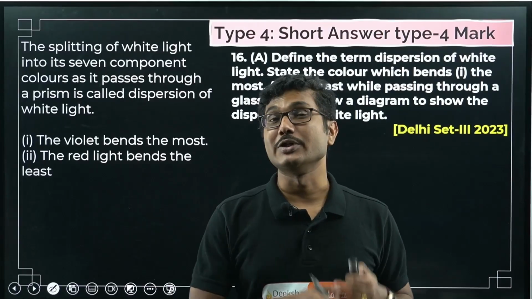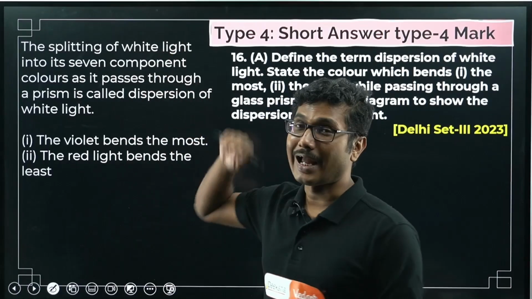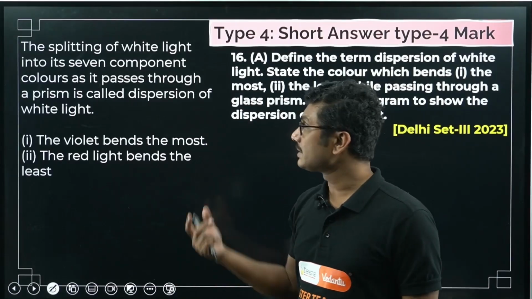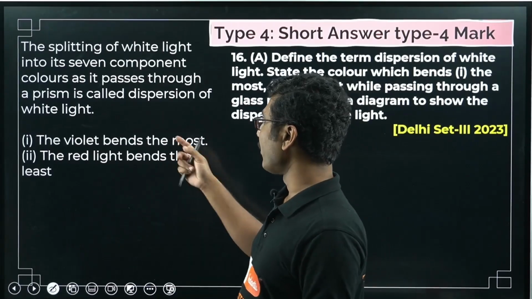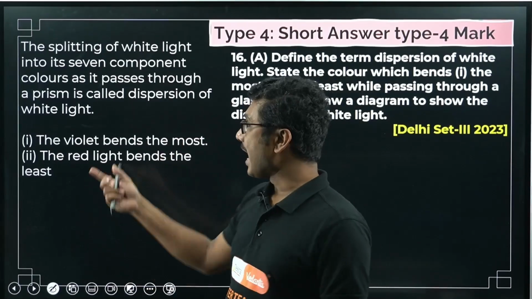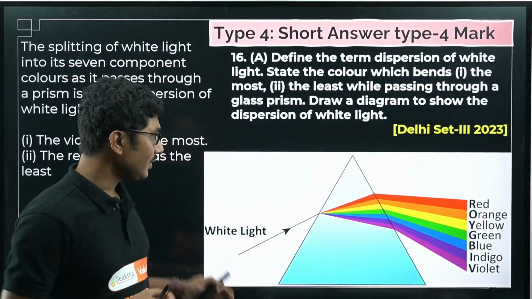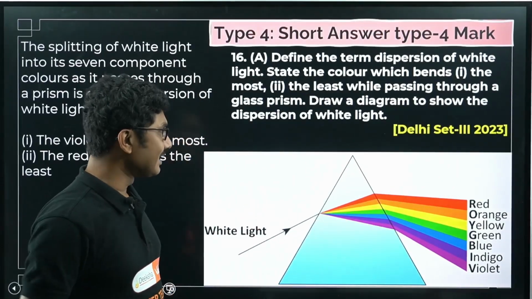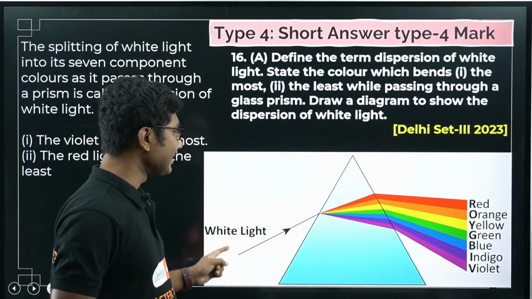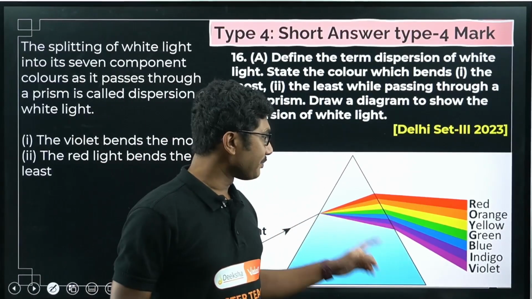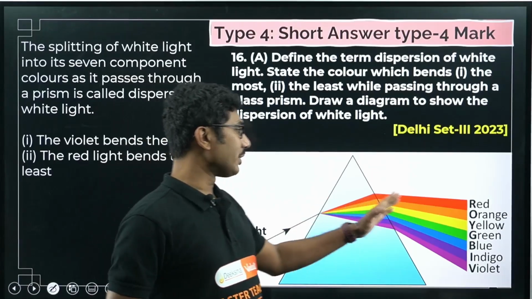So they have asked you dispersion of white light. When the light is passing through a prism, it splits into its constituent 7 colors. Okay, the violet bends the most, as I said, and the red light bends the least. And the diagram is given such as this. Dispersion of white light, in this case you have to draw using sunlight or white light. And as it passes through the prism, you have to show the different colors.